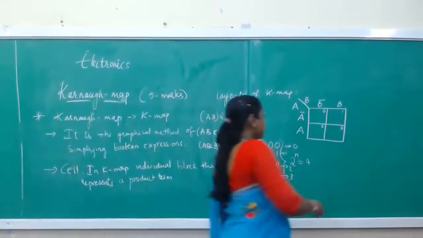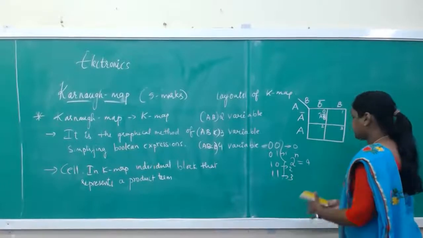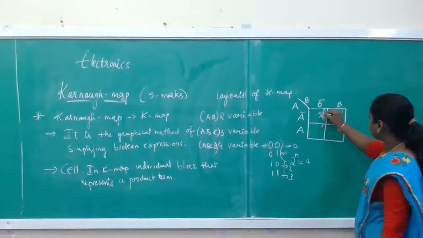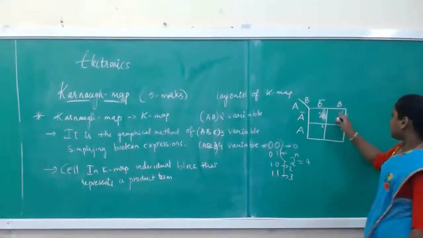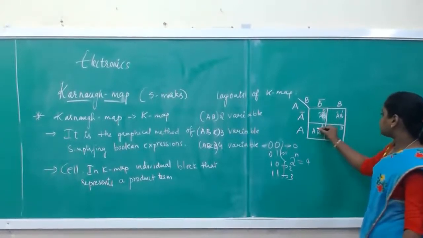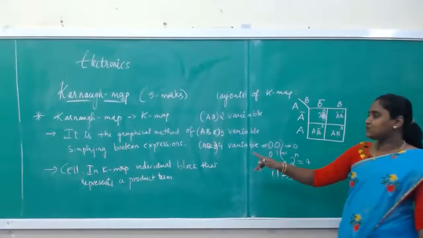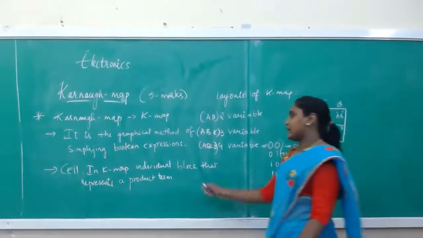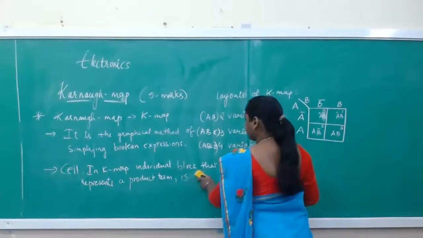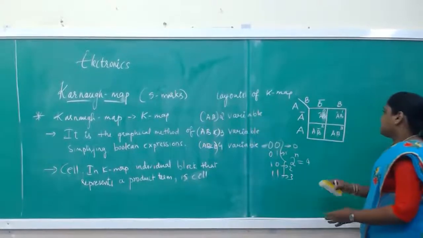What does that mean? That means this block represents A bar, B bar. This block represents A bar and B bar, right? This block represents A bar, B. This block represents A, B bar. This block represents AB, right? So each cell, so what is a cell in K-map? Individual block that represents a product term is nothing but a cell, okay? So this is the layout.